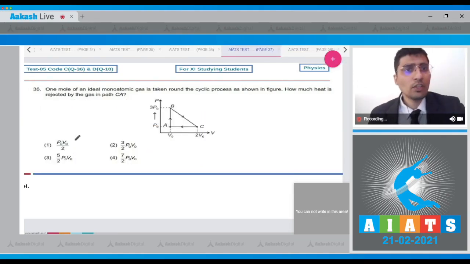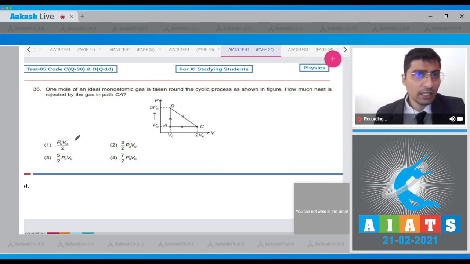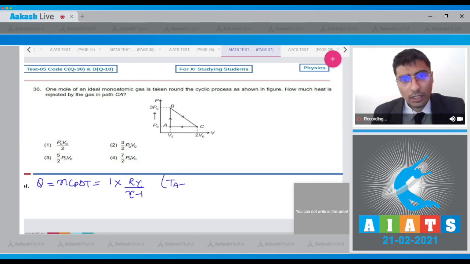Question 36 says 1 mole of an ideal monatomic gas is taken round the cyclic process as shown in the figure. How much heat is rejected by the gas in the path CA? Now dear student, the path CA is an isobaric process, so the heat will be nCp delta T. This can be written as, the number of moles is 1, Cp is given by the formula R gamma by gamma minus 1, and delta T will be Ta minus Tc.